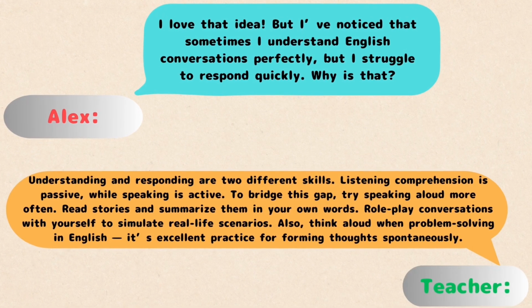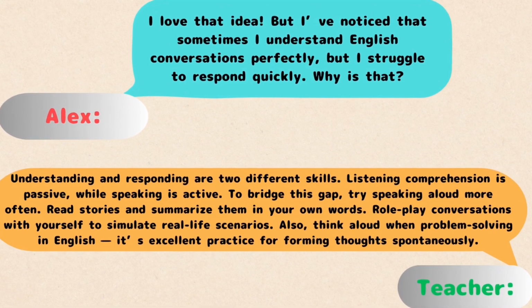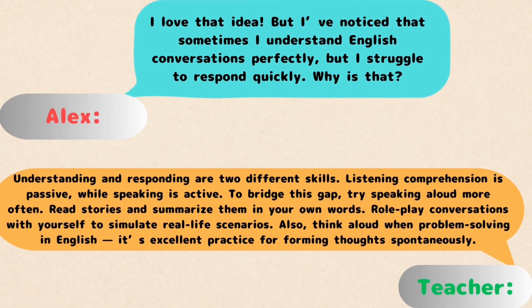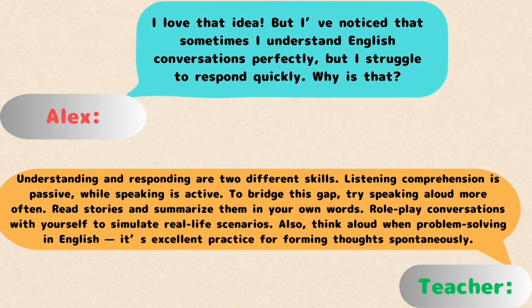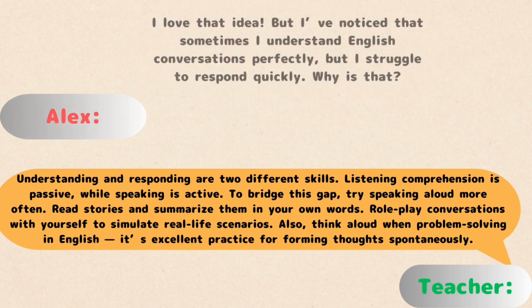I love that idea. But I've noticed that sometimes I understand English conversations perfectly, but I struggle to respond quickly. Why is that? Understanding and responding are two different skills. Listening comprehension is passive, while speaking is active. To bridge this gap, try speaking aloud more often. Read stories and summarize them in your own words. Role-play conversations with yourself to simulate real-life scenarios. Also, think aloud when problem-solving in English. It's excellent practice for forming thoughts spontaneously.